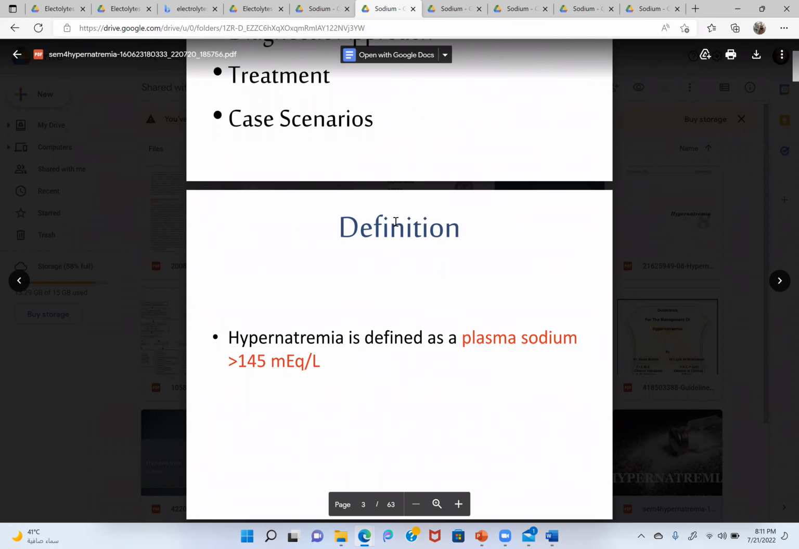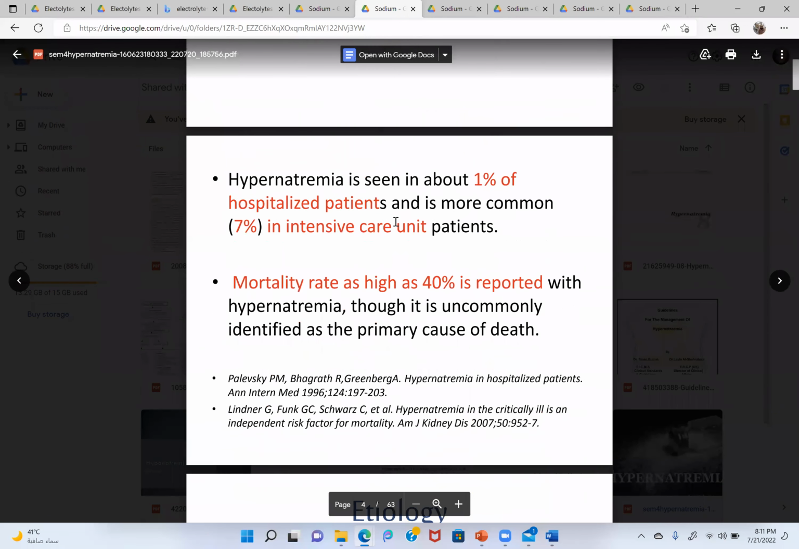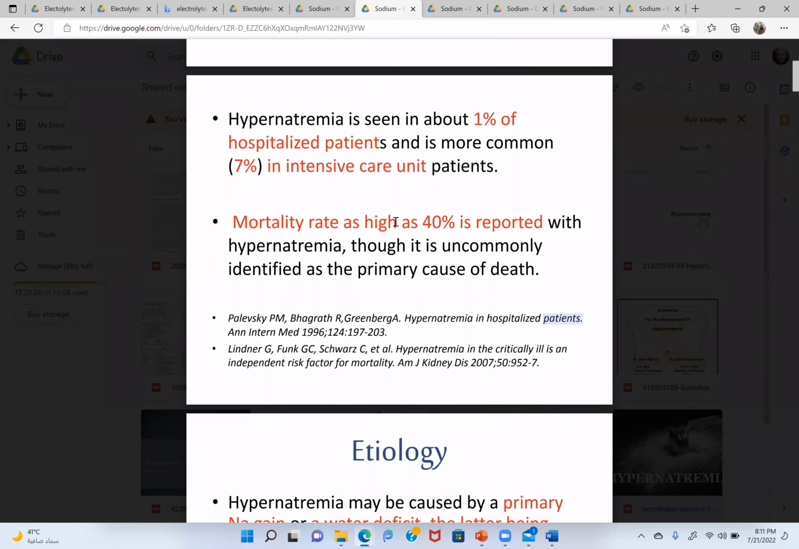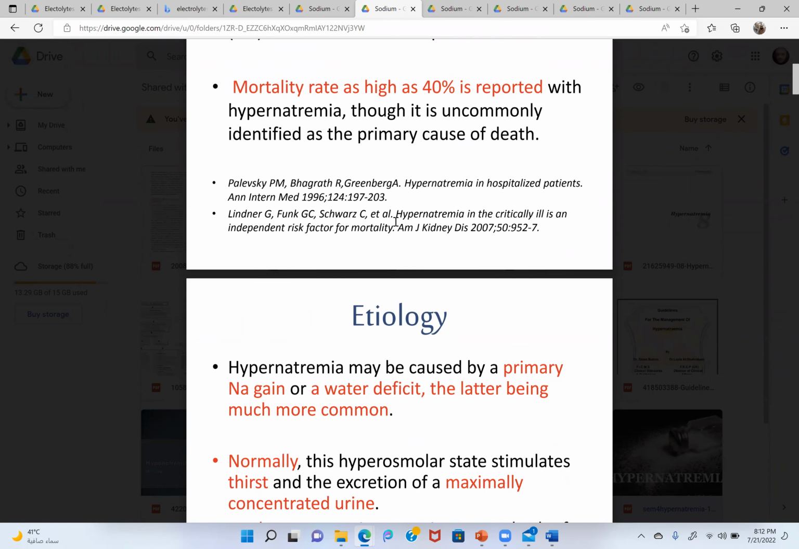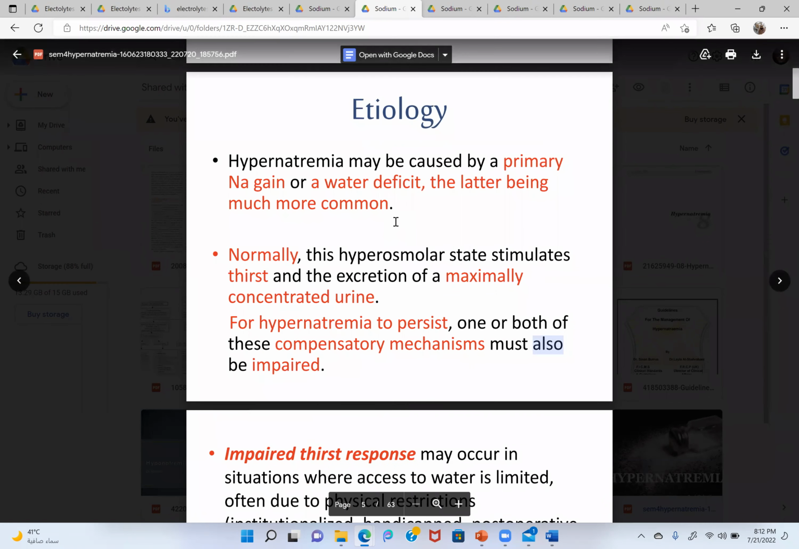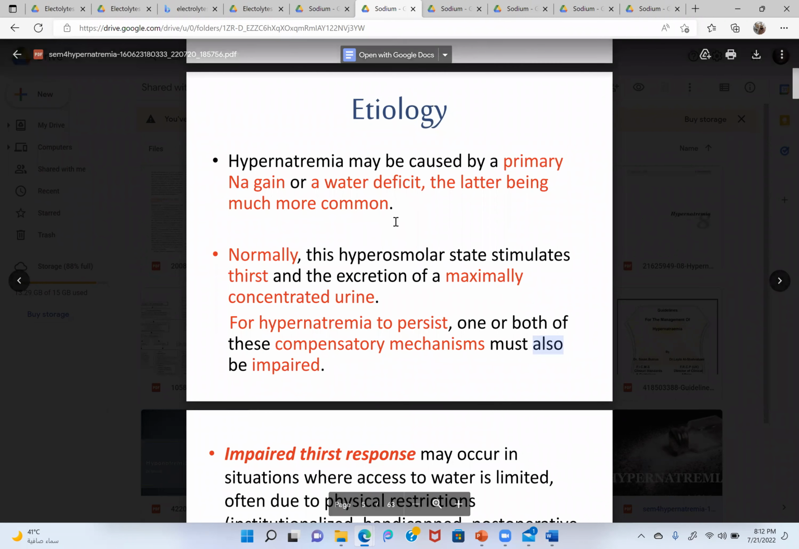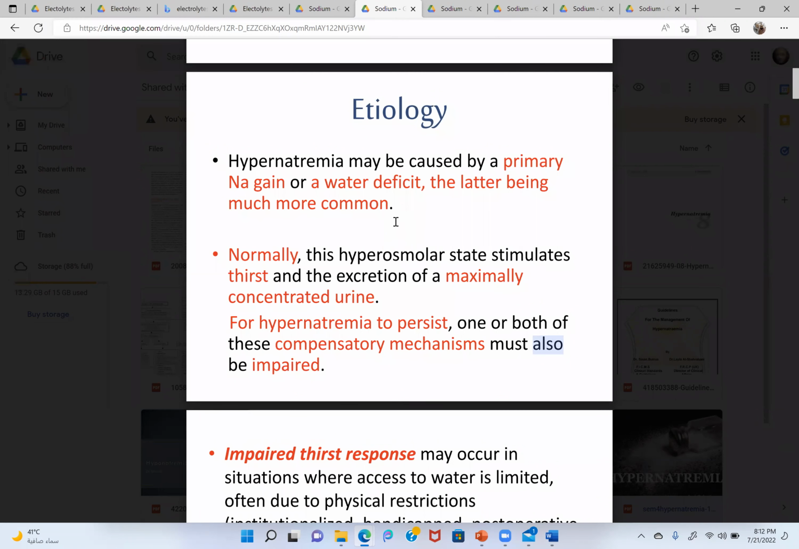If it is more than 145, we say it is hypernatremia. It is very common, and it leads to high mortality and prolonged ICU stay. As I told you, one reason will be water deficit, and the other reason will be sodium gain. Sodium gain is relatively less common as compared to hypotonic fluid losses, which occur during diarrhea and things like that.